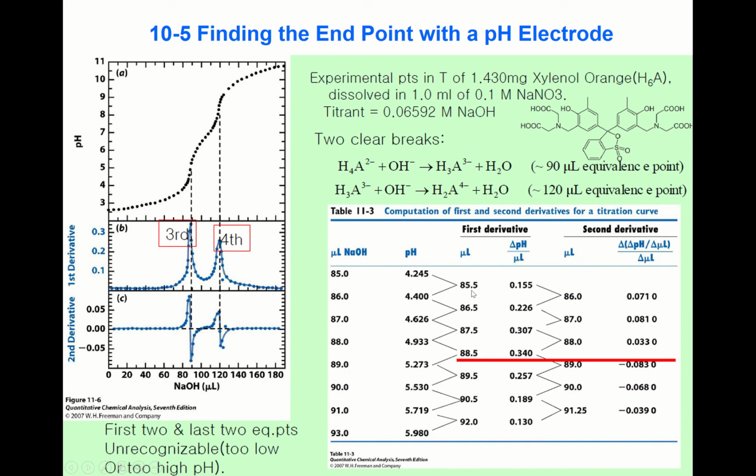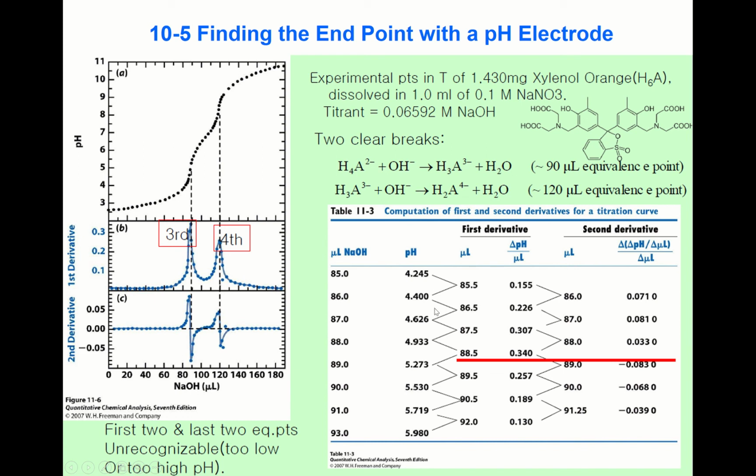Let's look at this table. The first derivative, look at that. Let's start here. 85 microliters of NaOH was added, and the pH at this volume is 4.245. Then you add 1 microliter, and the pH increased by this amount, and here you take the difference. Mathematical differentiation is not possible because it is not continuous.